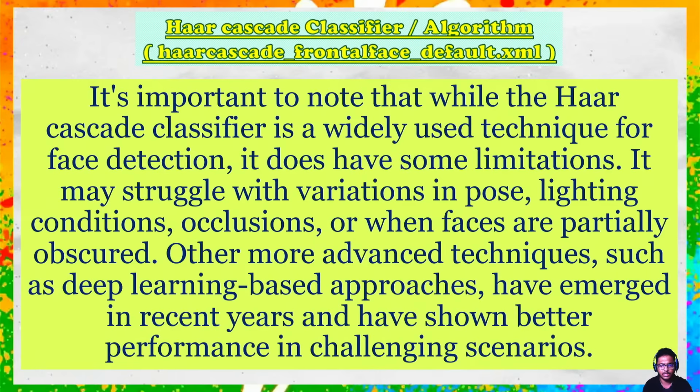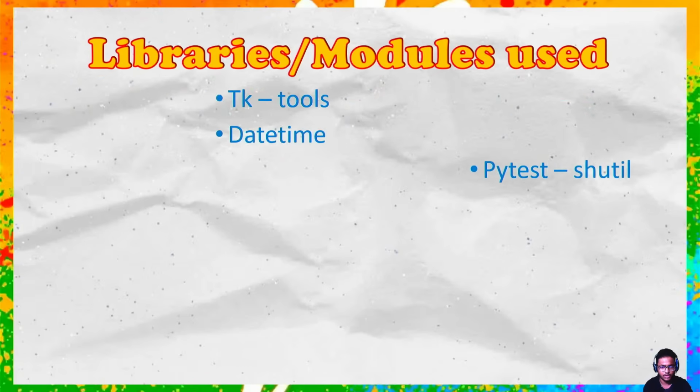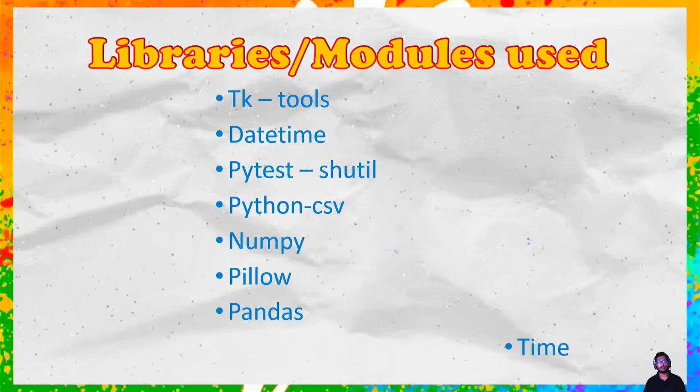Now let's move to the explanation of the libraries and modules that are used in this project. So the libraries and modules are Tkinter, datetime, PyTest, schedule, Python CSV, NumPy, Pillow, Pandas, and time, and all these modules are used here. I'm sorry for saying this so rapidly, because I have already told you what modules and everything is used here. So now let's move to explaining the first module that is used in this project.